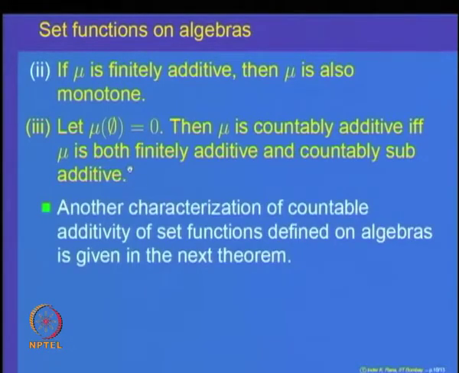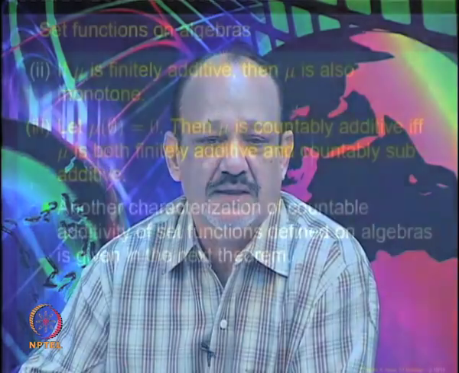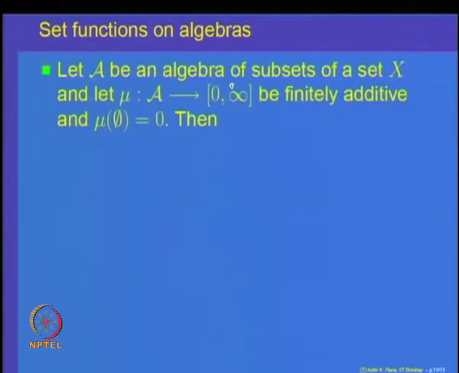We will prove another characterization of countable additivity of set functions in terms of limits, increasing and decreasing limits. So, we will state the next theorem. But again, that theorem is again about set functions defined on algebras. So, the theorem says the following: let A be an algebra of subsets of a set X and mu be finitely additive, and with the property of course, mu of empty set is equal to 0.